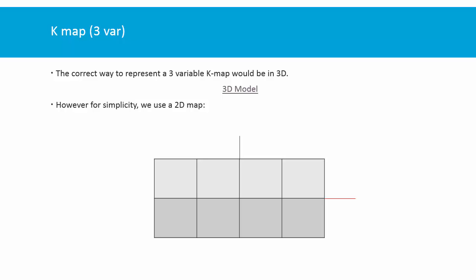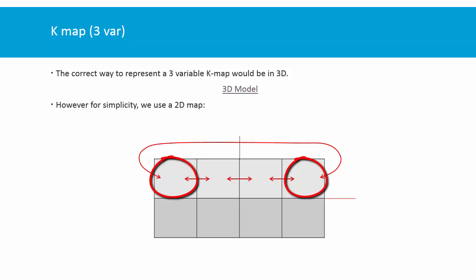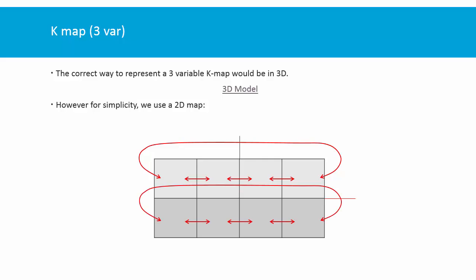Now, the important thing here is that the adjacencies are not just as they were in 2D. So for example, we can say these are the adjacent cells. You can see that these 2 cells are adjacent. Remember, this is because it is as if this was a 3D. We also have those adjacent cells. Again, the first cell is going to be adjacent to the last cell. And of course, we have those adjacent cells. The top cells are adjacent to the bottom cells.